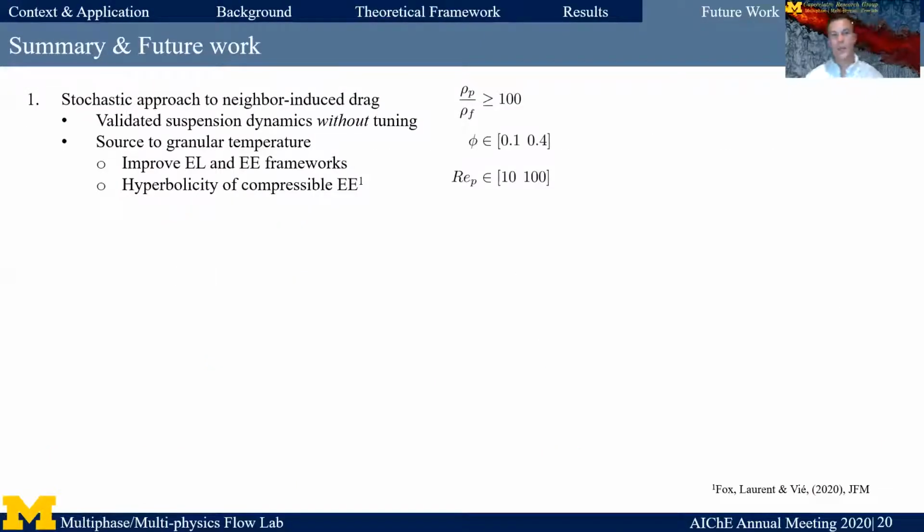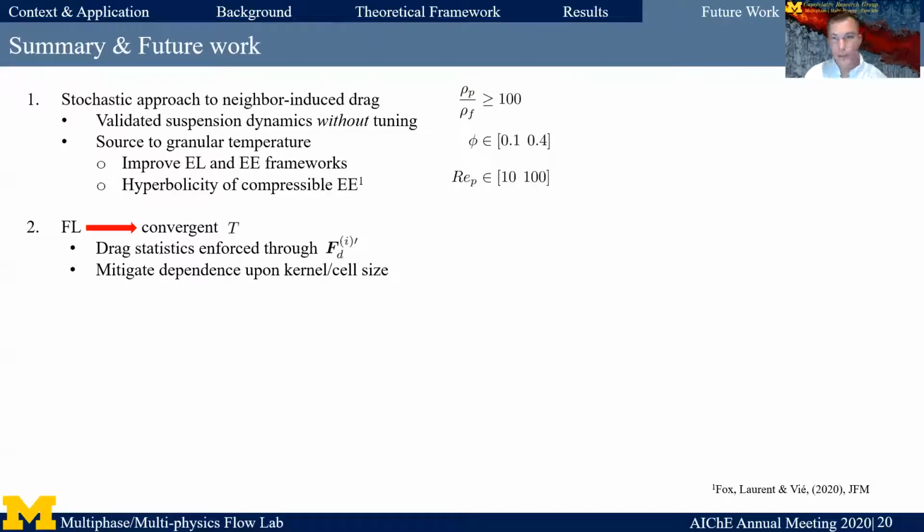So the big takeaway here is that we're looking at a stochastic approach for neighbor-induced drag forces, and we validated the suspension dynamics in our stochastic EL framework without tuning parameters. Specifically, we looked at higher density ratios, higher solids volume fractions, and moderate Reynolds numbers. We show that this stochastic drag framework acts as a source to granular temperature, and that has implications on improving Euler-Lagrange, as we've considered here, but also the two-fluid model or Euler-Euler. Very specifically, some recent work looked at the compressible Euler-Euler equations and showed that such sources could improve the regions of hyperbolicity.